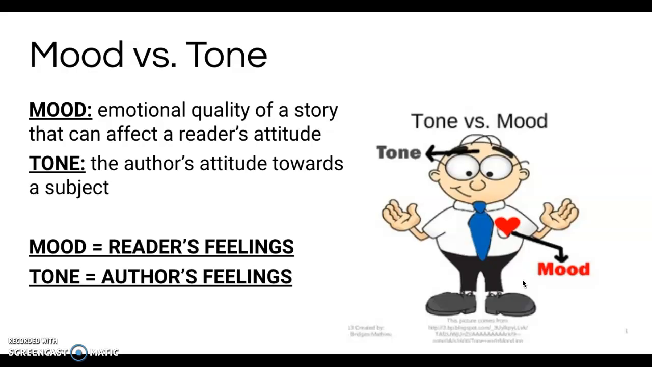Now, we're going to be talking about tone as we develop further into this unit, so I want to very briefly differentiate mood versus tone, but I don't want you to get too caught up in this just yet. Just keep in mind that mood is the emotions that the reader experiences, and when we start talking about tone, that's what the author is feeling. So keep that in mind. When we talk about mood, we're talking about how you feel when you read a text.